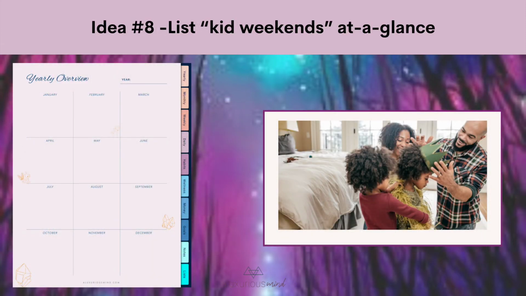The next idea I have for you is to list your kid weekends at a glance. So anyone who's lived in a blended family situation knows how crazy things can get, especially when it comes to schedules. And especially if both parents have kids and those kids have separate schedules that they have to see the other parent or other family members. And a lot of times it's really helpful to have the dates. You could either choose to write the dates that the kids are gone and who's going to be where, or you can choose to write the dates where there will be no kids in the house, and then you know that maybe that's a great night to just chill or have a date night or something like that.